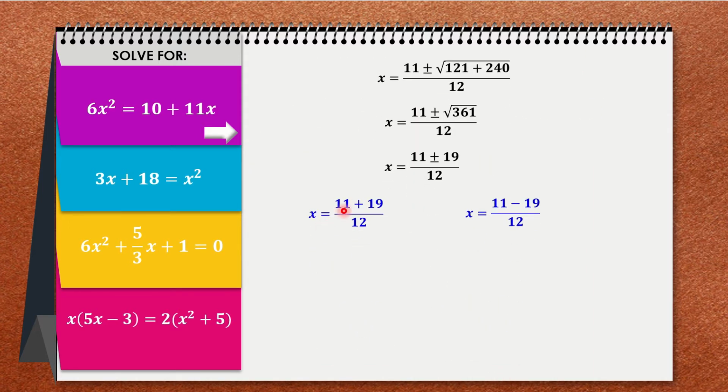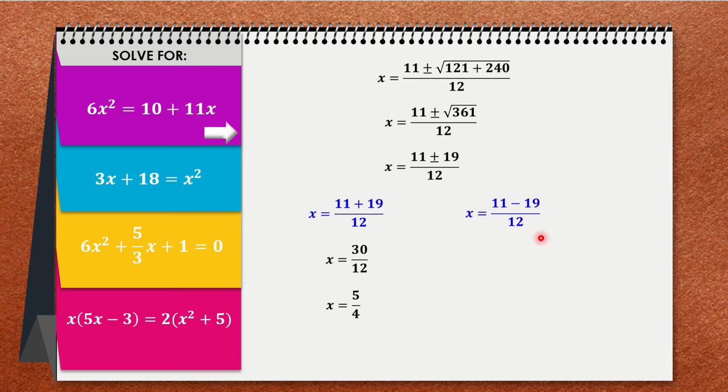So x is equal to 11 plus 19. 11 plus 19 is equal to, yes, 30 over 12. When we simplify it, we will obtain x is equal to 5 over 4. Next, x is equal to 11 minus 19.